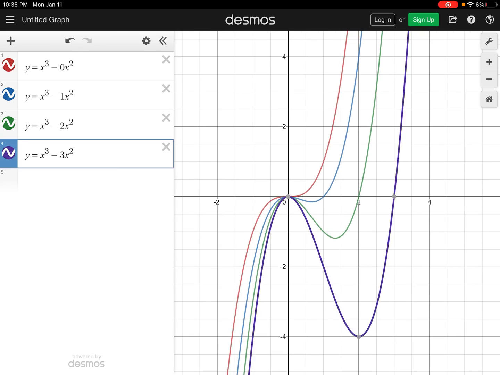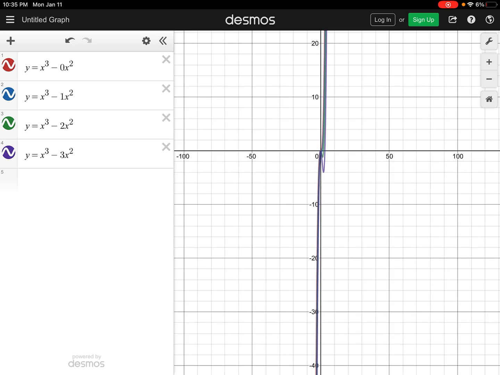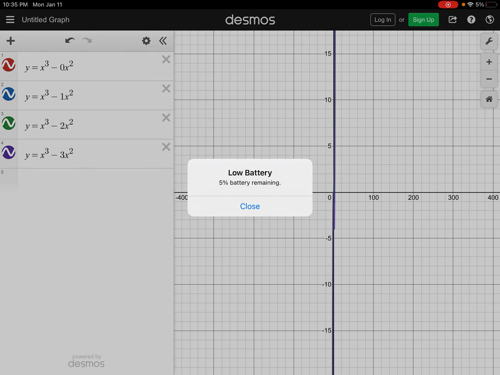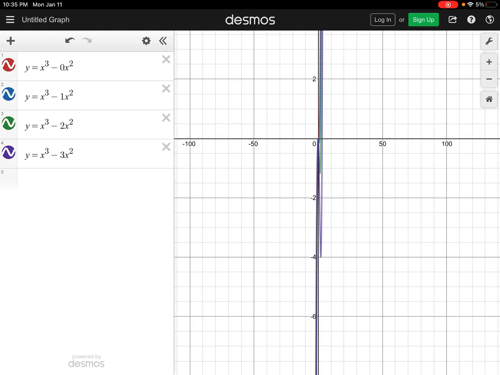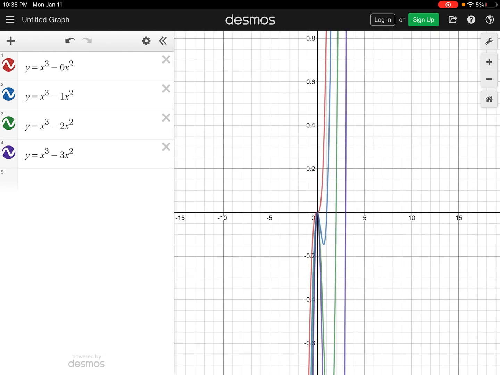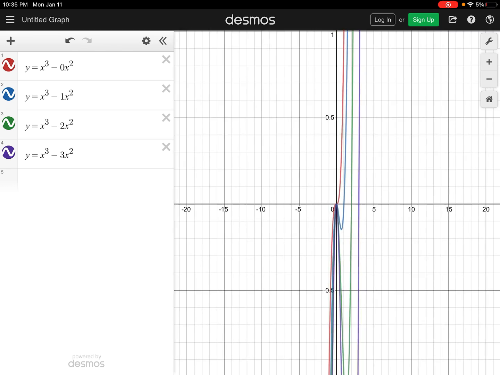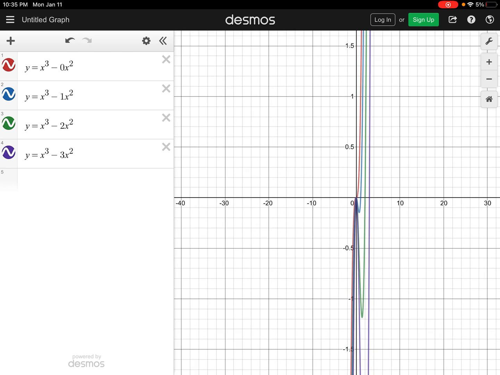Well, what we can see is the end behavior, especially when we're zoomed out, looks very, very similar. On the left, it's going down. On the right, it's going up. It's almost like an overlap going on. So I really don't see the change until I zoom in. And as I zoom in here, what I'm seeing is the change in the kind of dip.